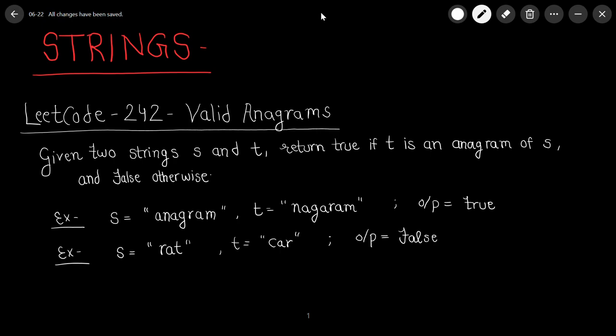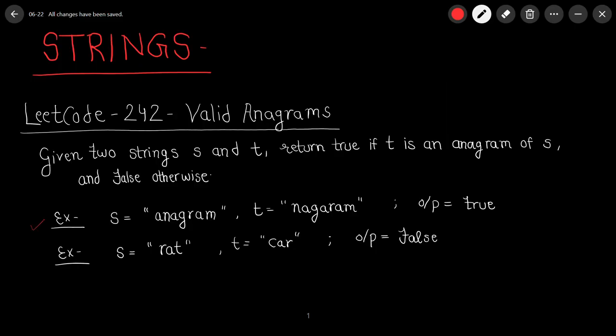Hello everyone. So we will be starting off with strings today, and we are solving LeetCode 242 called Valid Anagrams. So the problem says that we are given two strings S and T, and we need to return true if T is an anagram of S and false otherwise. As you can see, I have also shown sample examples.